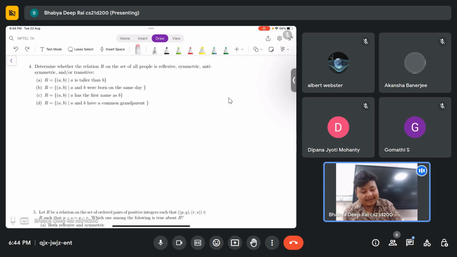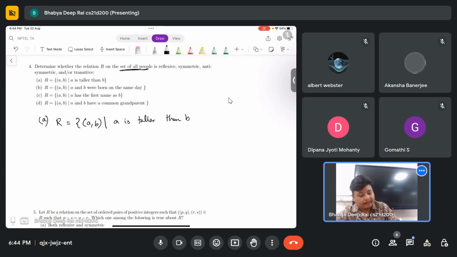So let's try this. Okay, a set of interesting questions. Determine whether the relation R on the set of all people is reflexive, symmetric, antisymmetric, and/or transitive. Okay, this is my set. I'll do the first few, but if time permits, we might do the others also. So let's look at A. It's saying R is (a, b) such that a is taller than b.